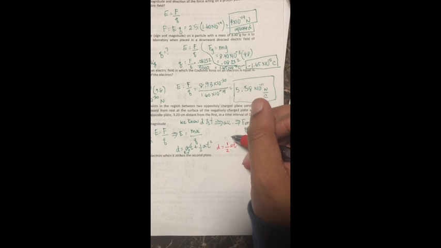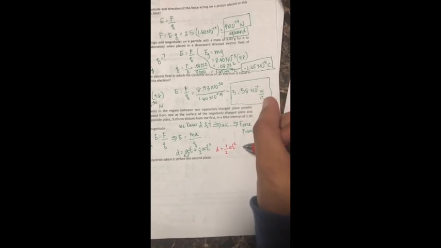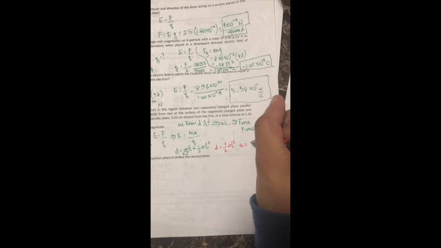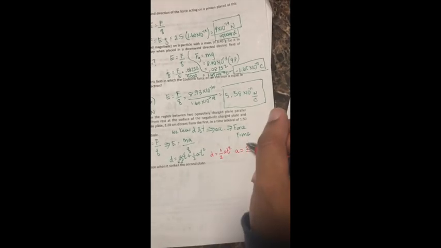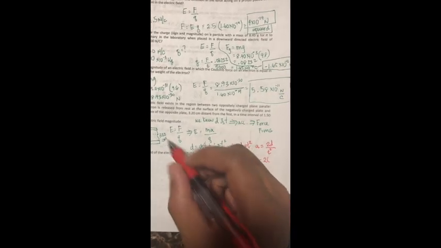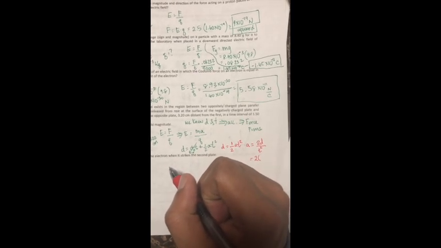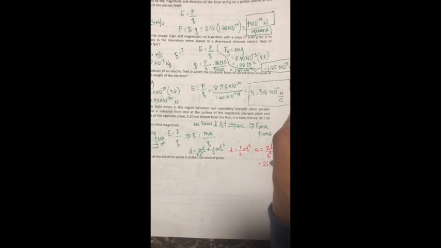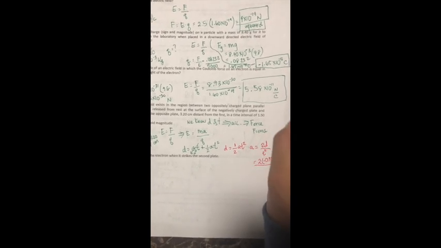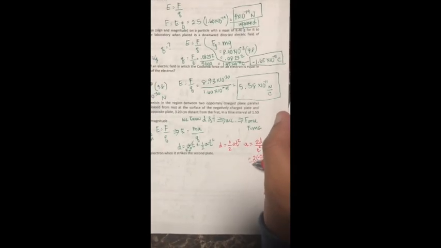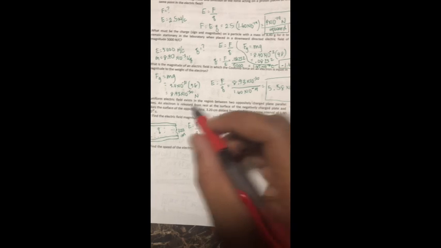So, solving for a, we get 2 times the displacement divided by t squared, which gives me 2 times, if the displacement was 3.20 centimeters, it's really going to be 0.032 meters divided by the time it took. This is 1.50 times 10 to the negative 8 seconds.